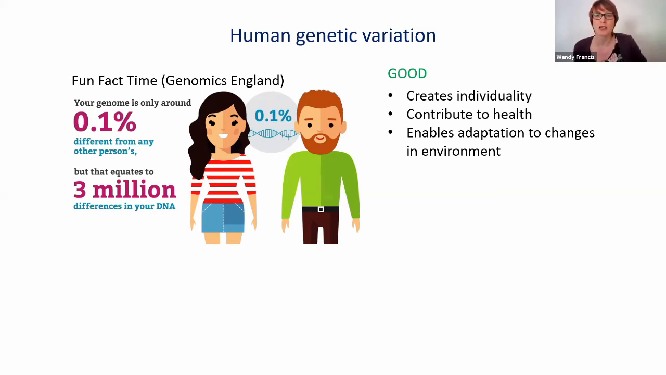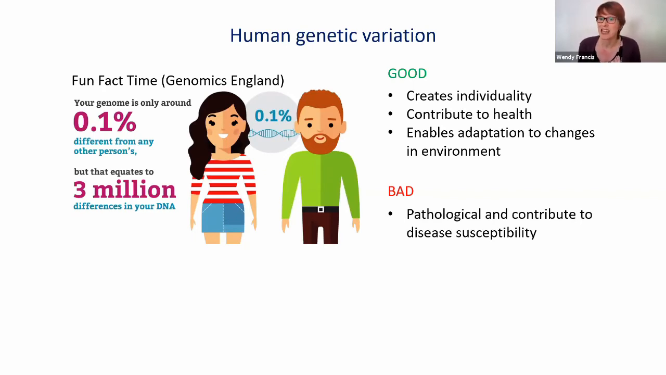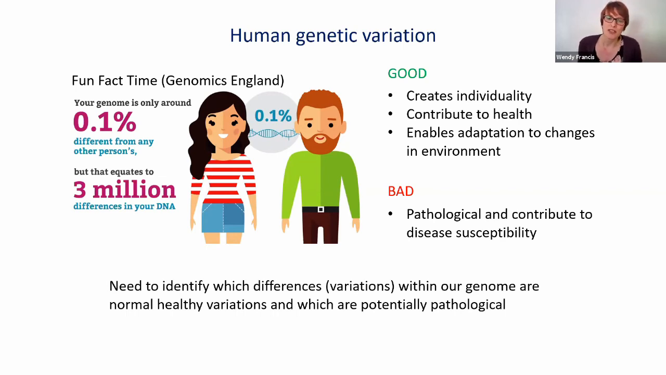So sometimes genetic variation can be good, but other times genetic variation can be bad, and it can lead to pathological change. It can lead to disease susceptibility. And the important thing is identifying which variations, so which changes within our DNA sequence, are completely normal and contribute to health, and which are potentially pathological. That's really important because we don't want to be identifying variations, so differences in relation to the reference genome, that actually have no pathological connotation at all, or no disease susceptibility.